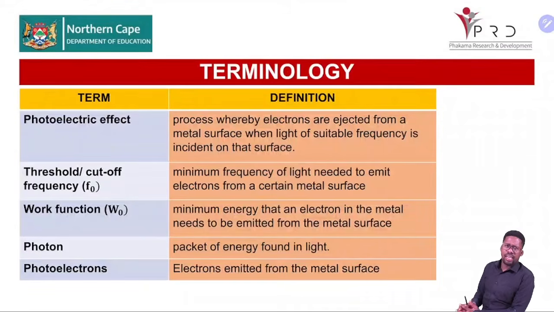Photon is a grade 10 concept. It is the quantum of energy. It is packets of energy. And we are saying that one electron can absorb one photon. Photoelectrons, these are the electrons that will be emitted from a metal surface.